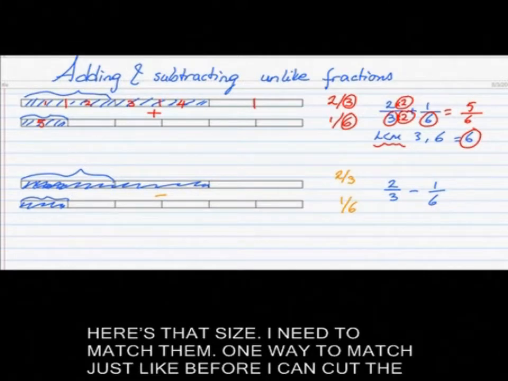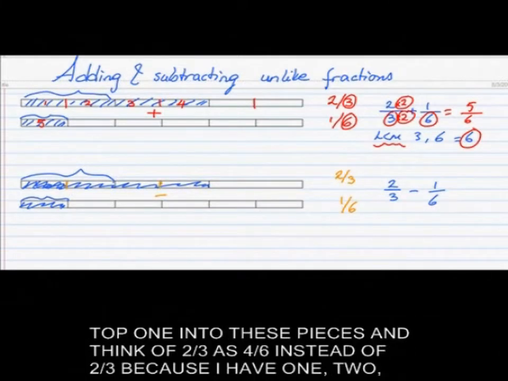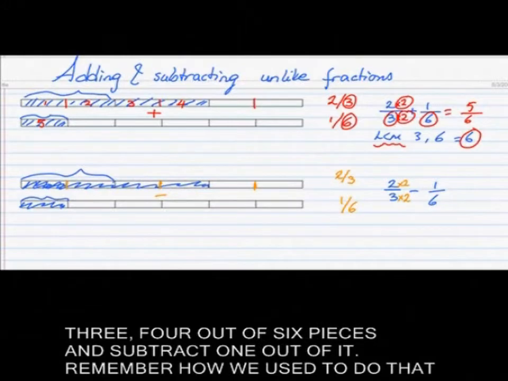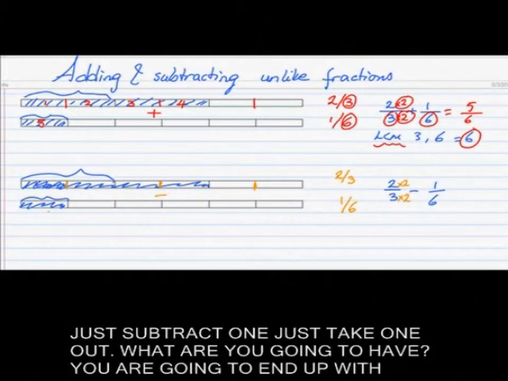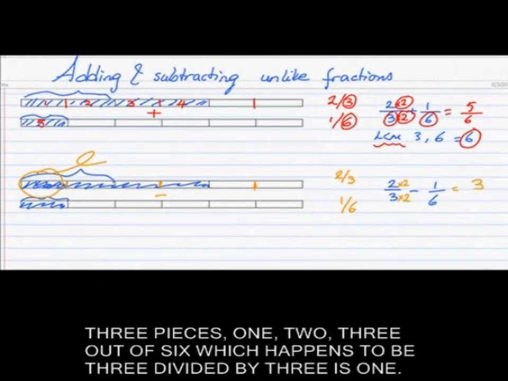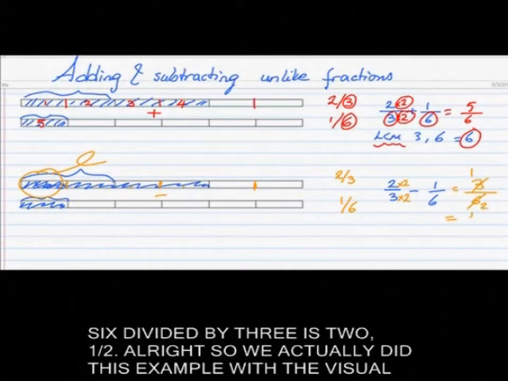One way to match, just like before, I can cut the top one into these pieces and think of 2/3 as 4/6 instead, because I have 1, 2, 3, 4 out of 6 pieces, and subtract 1 out of it. Remember how we used to do that? Just take 1 out. What are you going to have? You're going to end up with 3 pieces, 3 out of 6, which happens to be 1/2, since 3 divided by 3 is 1 and 6 divided by 3 is 2.